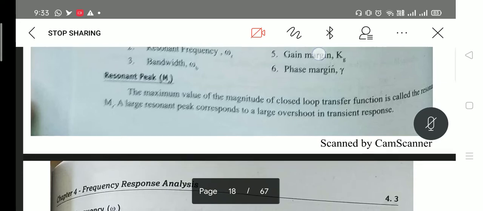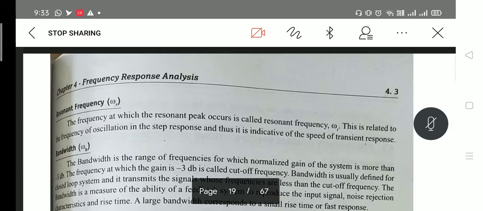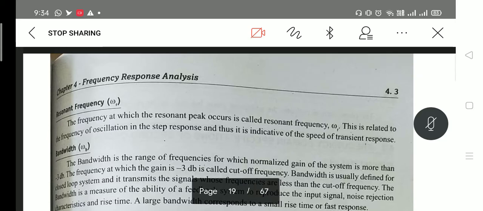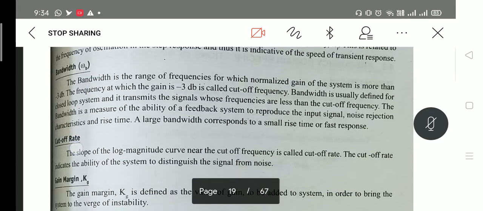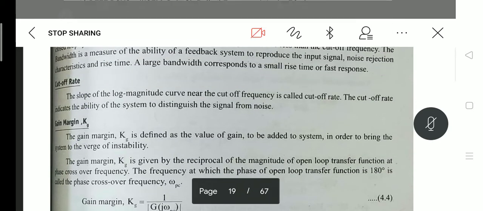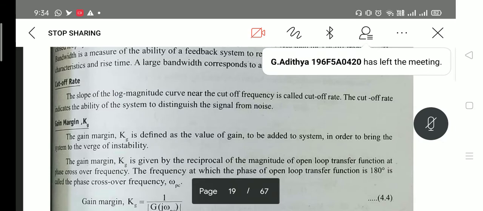Okay, next one is bandwidth. The frequency at resonant peak is called resonant frequency. Next one is bandwidth. Bandwidth is between the two frequencies, lower and higher frequencies. Okay. Cutoff rate. Cutoff rate is slope of the log magnitude curve. Slope of the magnitude curve is called as a cutoff rate.